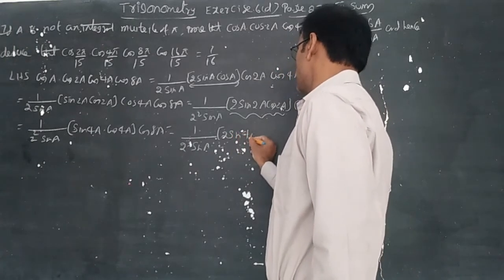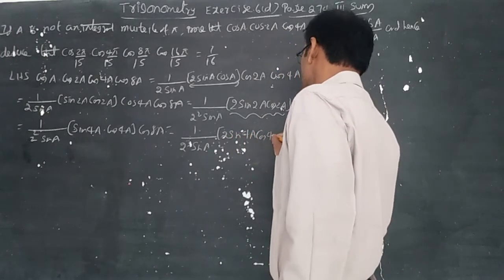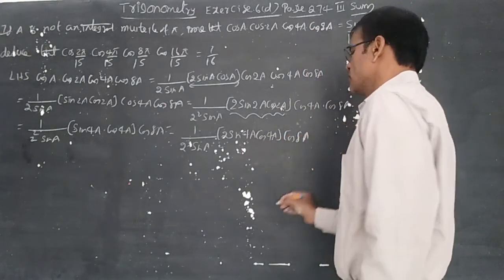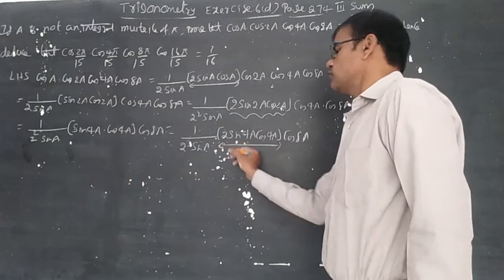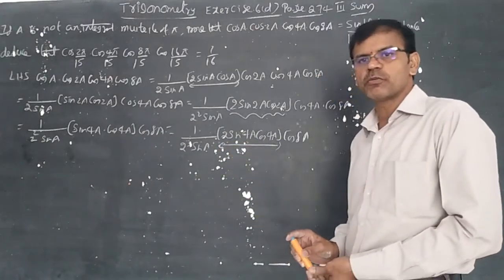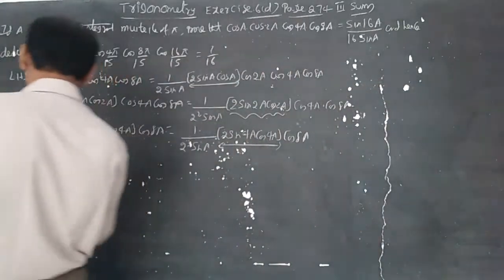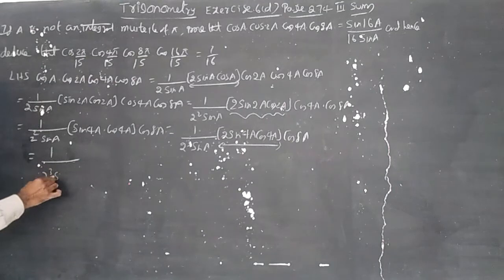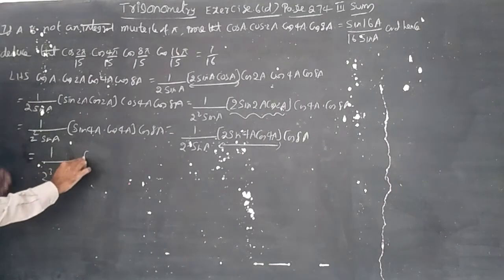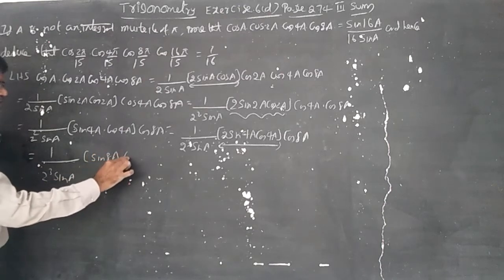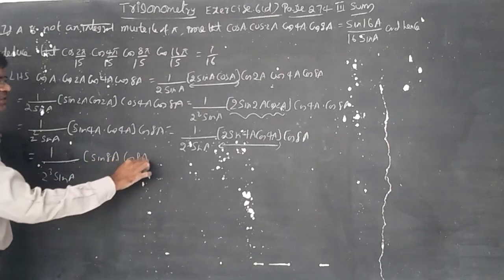2 sin 4A cos 4A into cos 8A. And again the formula, we know the 2 sin A cos A concept, sin 2A. So sin 2 into 4A becomes sin 8A now. That is equal to 1 by 2 cube sin A into sin 8A, and side by side you write cos 8A.